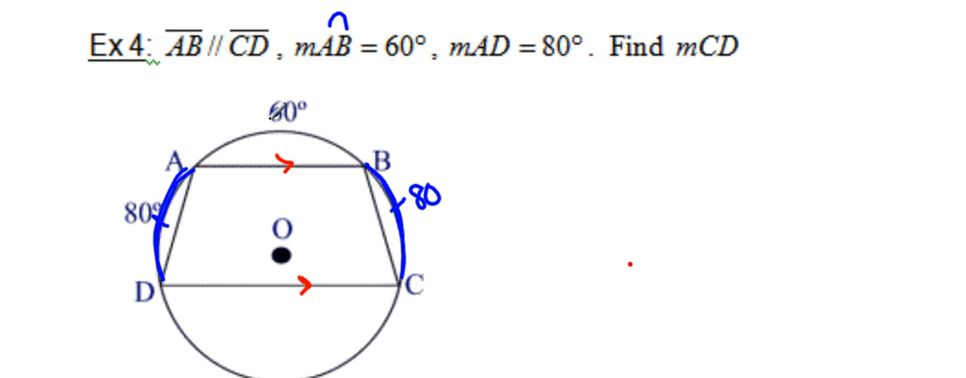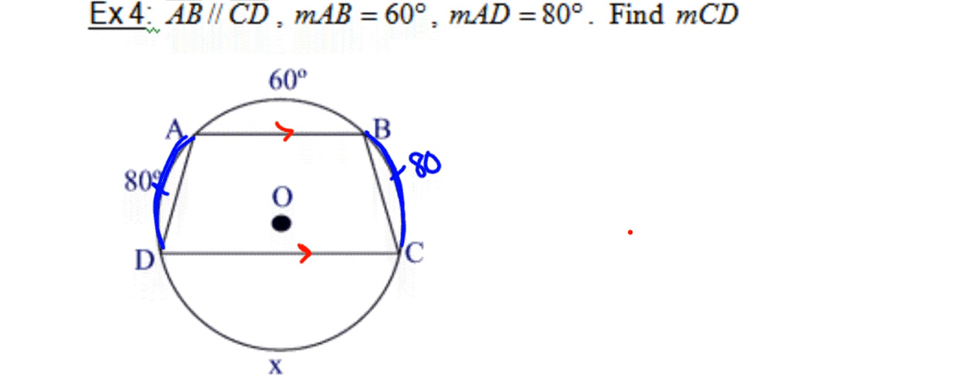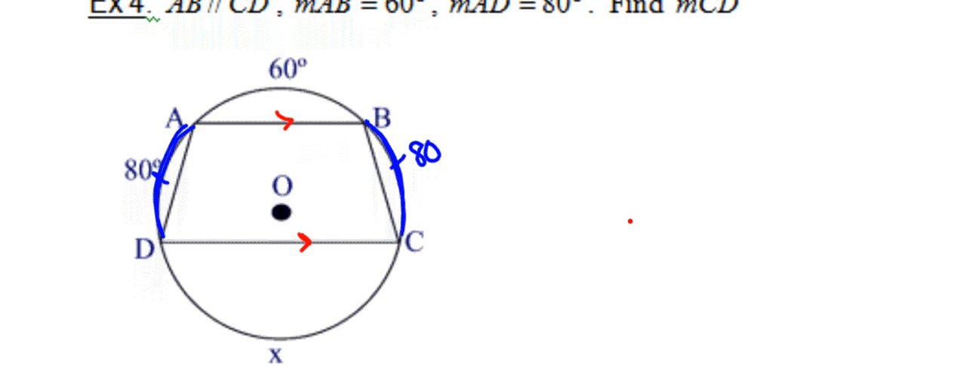That's already labeled in the picture. Measure of arc AD equal to 80. That's already labeled in the picture. And what they want us to find here is the measure of this arc from C to D. Well, looking at the picture, it looks like we have all but the arcs that we're missing for.